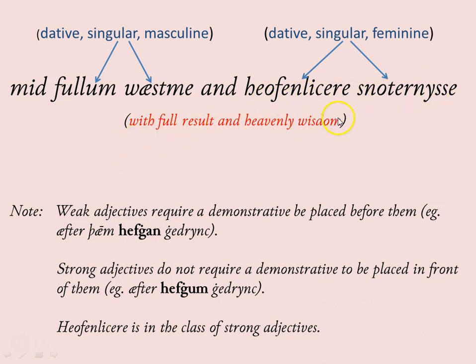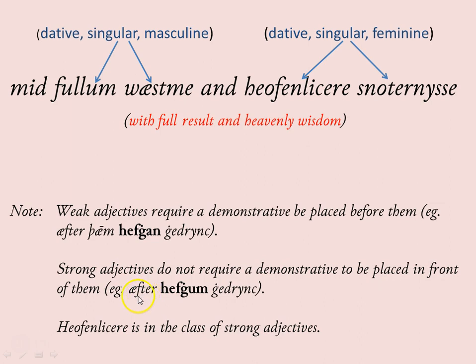So with full result and heavenly wisdom. Alright, now just coming back to adjectives before. Weak adjectives require a demonstrative be placed before them, e.g. after tham hevyan yedrunk. Now hevyan is a weak adjective because it requires a demonstrative, tham, placed in front. Whereas a strong adjective does not require a demonstrative to be placed in front of it.